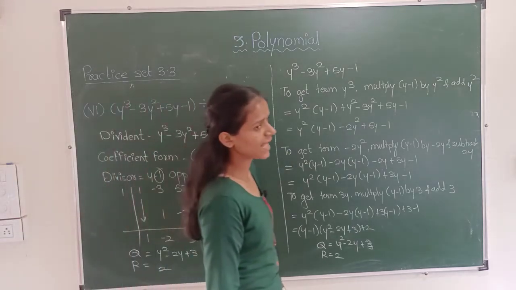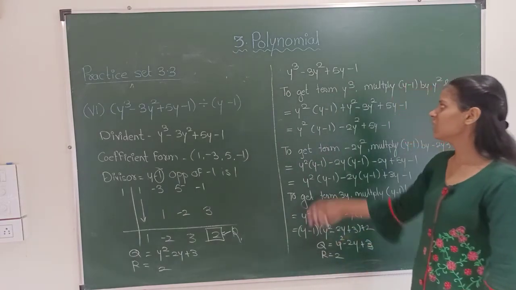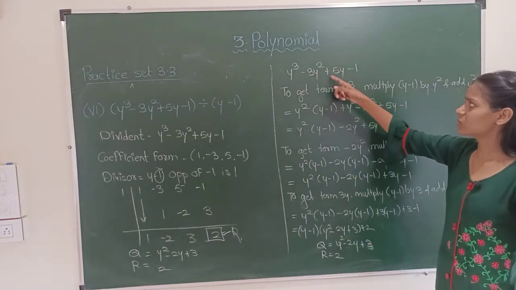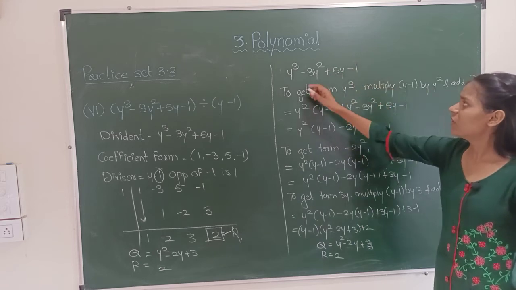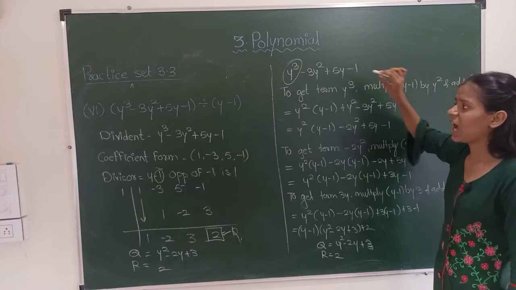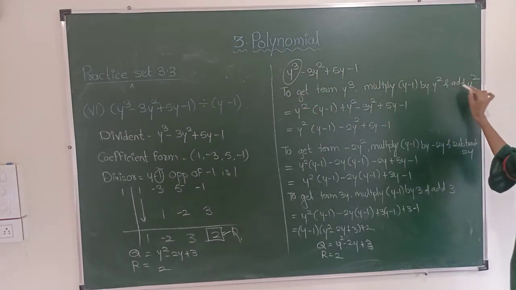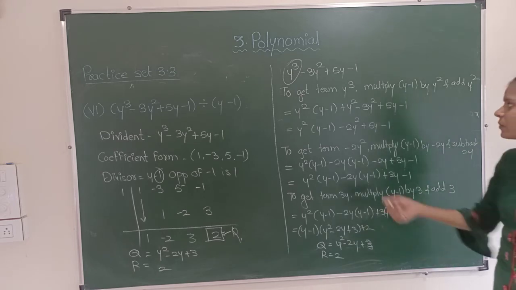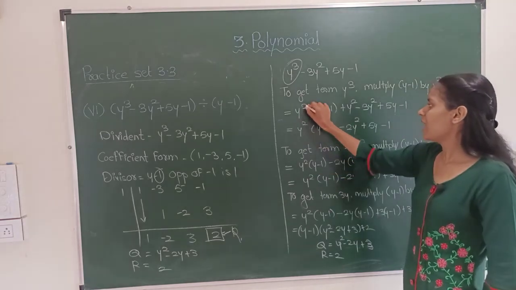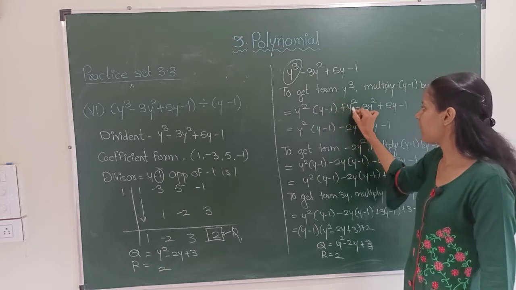Now for the same example, the linear method of division. Here the dividend is y raised to 3 minus 3y raised to 2 plus 5y minus 1. The first term is y raised to 3. Now to get this term, what do we have to do? We have to multiply the divisor by y square, and we have to add y square. So for the first term we will do y square multiplied by y minus 1 plus y square.